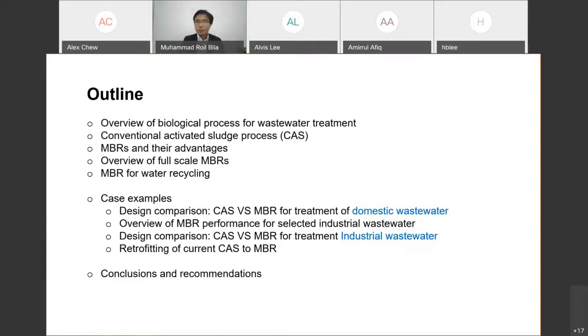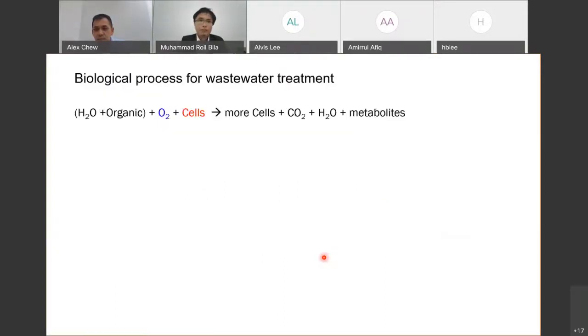How the design will look when we use it for domestic wastewater treatment and for industrial wastewater treatment, and some of the important remarks if we try to retrofit or upgrade the current activated sludge system to a membrane bioreactor. I will then end up with conclusion and recommendation.